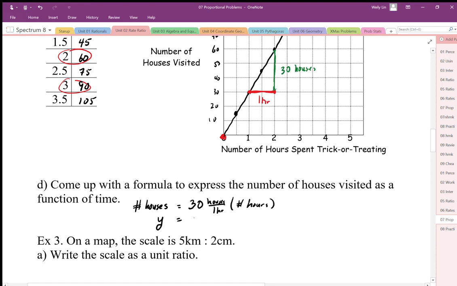Okay, and it looks like this, 30 times x. Where 30 houses, in fact, maybe I should write this properly as a ratio. That ratio is going to look like this, 30 houses for 1 hour, times the number of hours gives us the total number of houses that we visited. And the equation simplifies to y equals 30x.